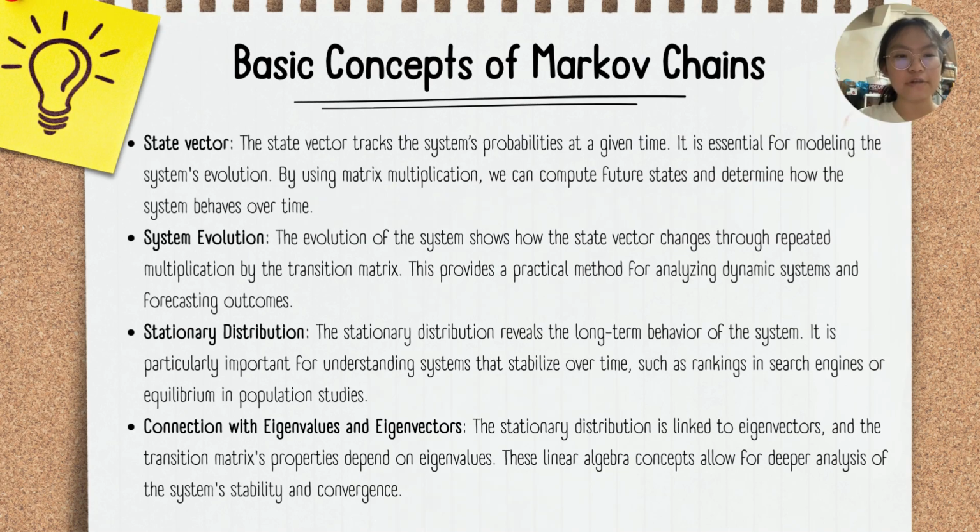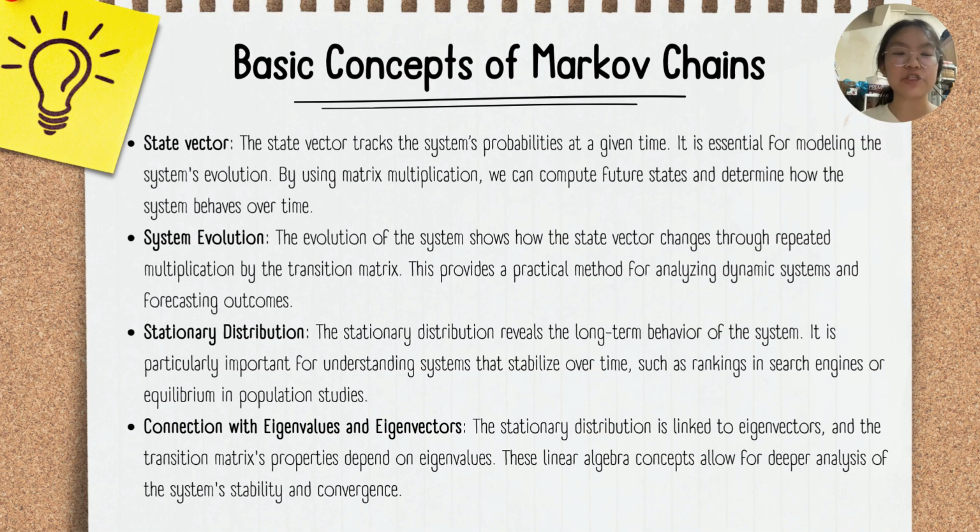Additionally, we also have the state vector. The state vector tracks the system probability at a given time. It's essential for modeling the system evolution. By using matrix multiplication, we can compute future states and determine how the system behaves over time. And also we have the evolution of the system, which shows how the state vector changes through repeated multiplication by the transition matrix. This provides a practical method for analyzing dynamic systems and forecasting outcomes, and this is called system evolution.